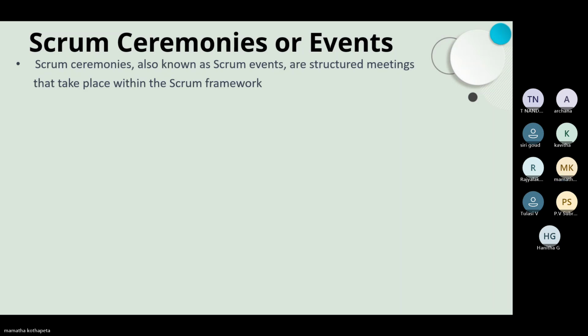Now, if someone says agile, it means a Scrum framework should be implemented. If the Scrum framework is being implemented, it means there are Scrum ceremonies. Ceremonies are nothing but events. If whatever is coming now is followed, then it means the Scrum framework is followed. When they say Scrum framework is followed, it means the agile methodology is followed.